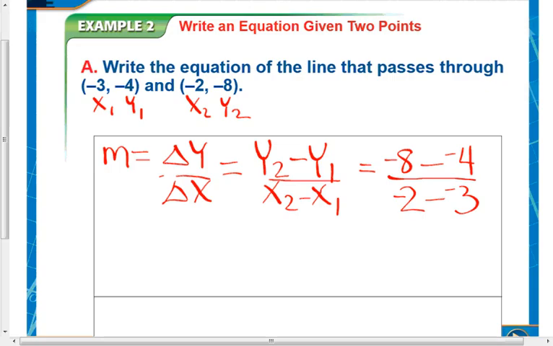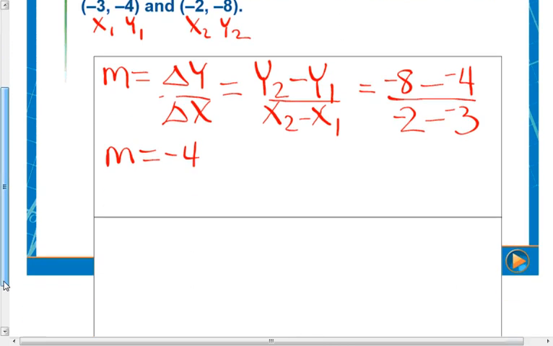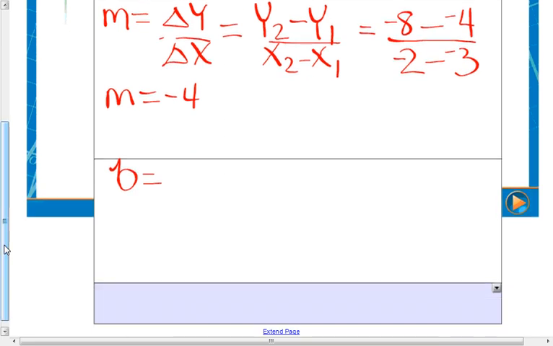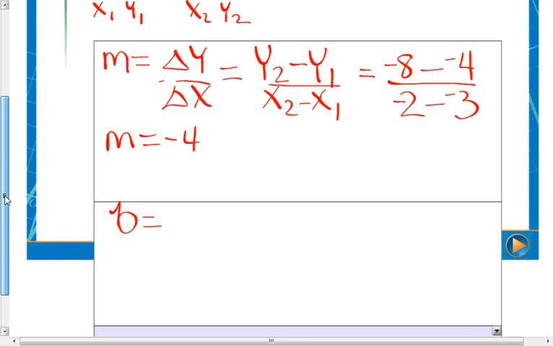Okay, let me go back. And m is negative 4. Okay. Next, what we solve for is b. What's b? Okay. So b is the y-intercept. We're going to plug in what we know and solve for what we don't.